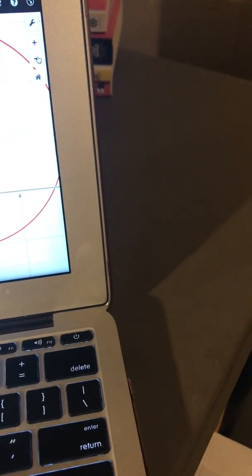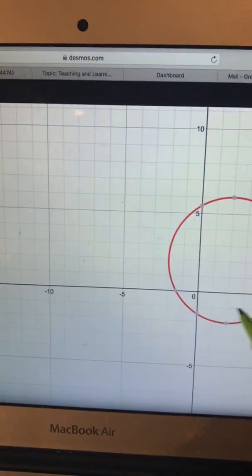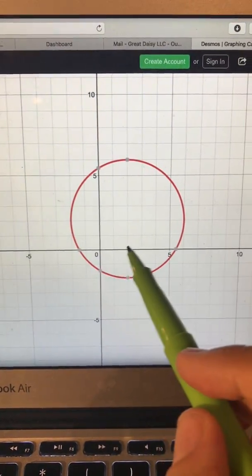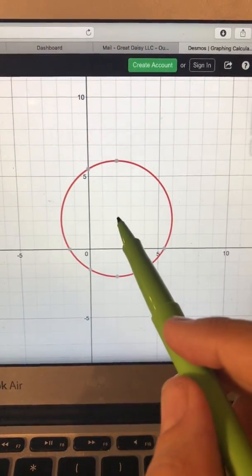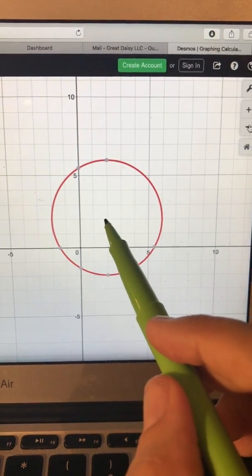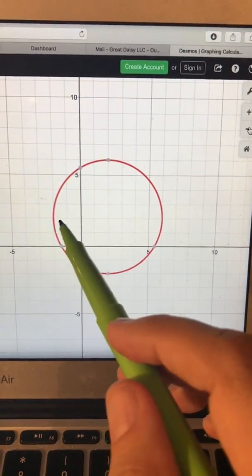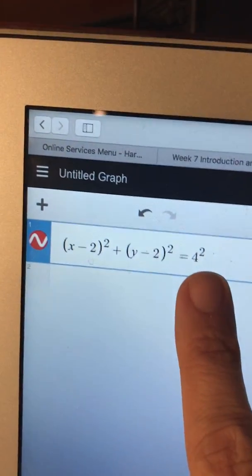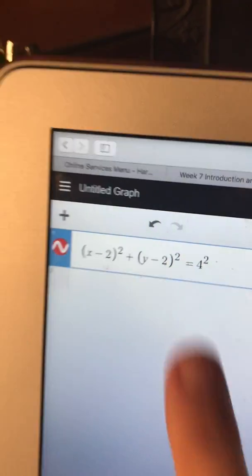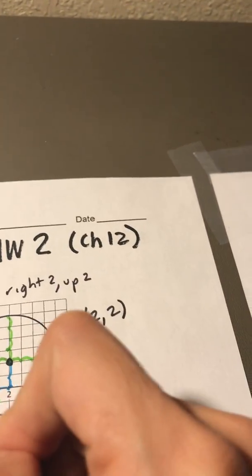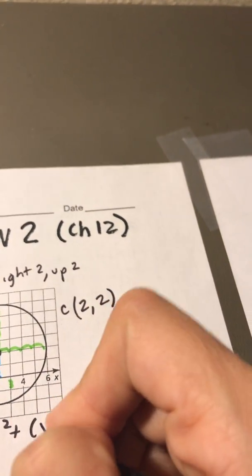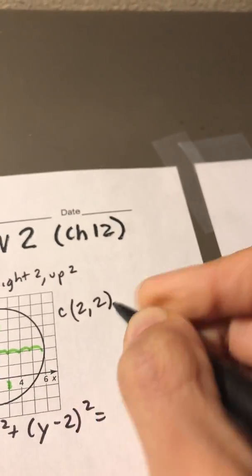Okay. And that's definitely looking good. So if my center's at 2, 2, my radius is 4. Cool. So that's my equation. I can use Desmos to double check my answer. So that's my equation there, and I was correct. So x minus 2 squared, y minus 2 squared.